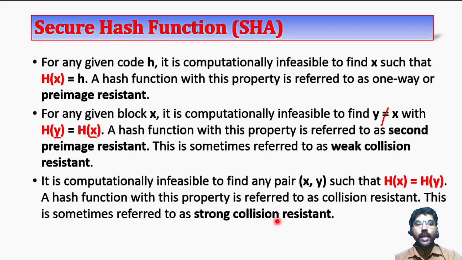A hash function can be classified as weak hash function as well as strong hash function. If hash function satisfies the first 5 properties, it is called a weak hash function. If it satisfies all the 6 properties, then it is called a strong hash function.